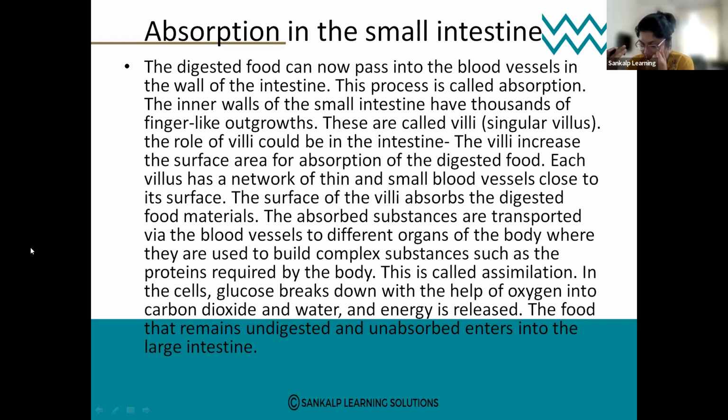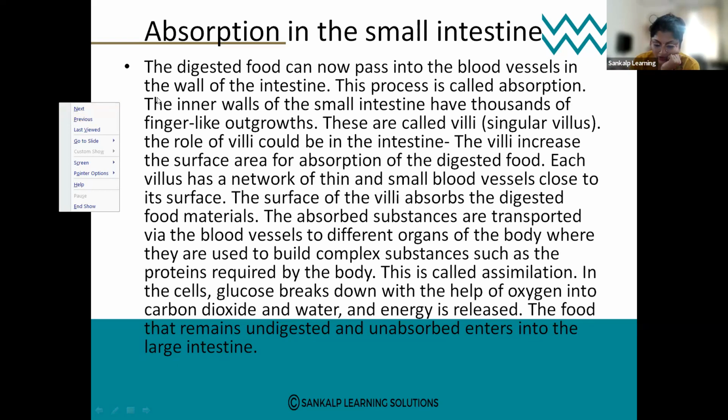Whatever undigested and unabsorbed food is there will enter into the large intestine. So this is about the process that takes place in your digestion, in the small intestine.